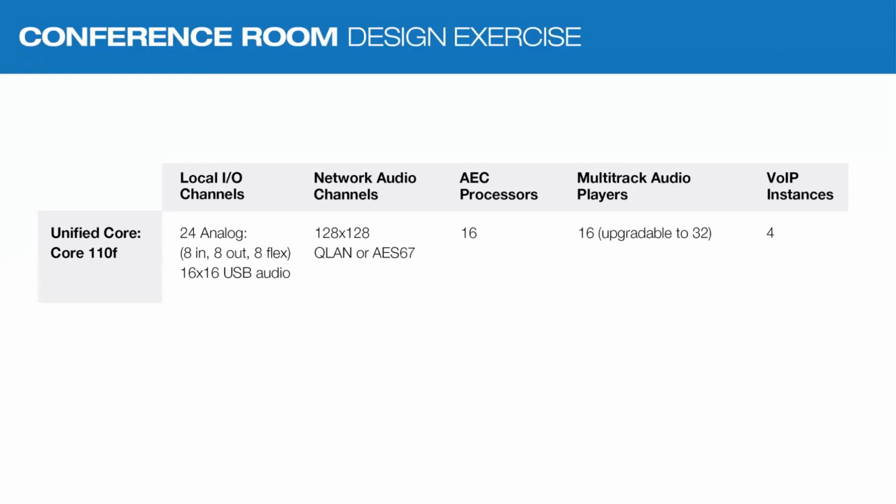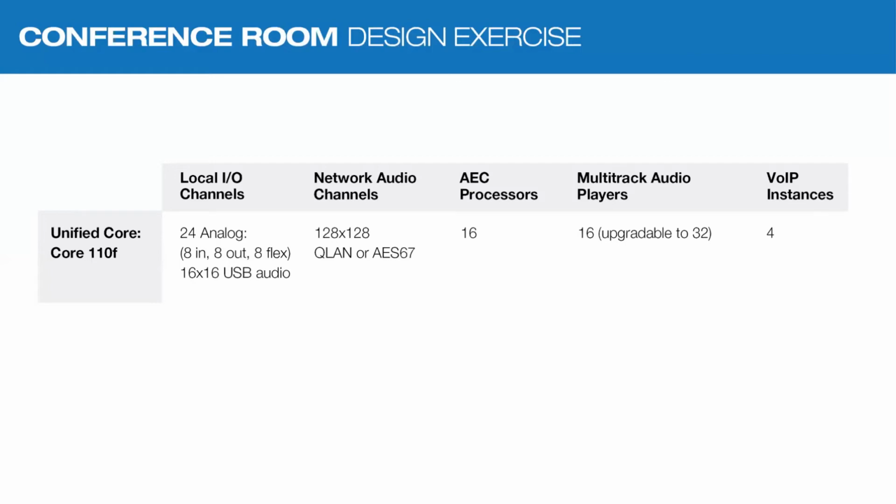We can see there's lots of analog inputs and outputs, a huge amount of network audio. There's 16 audio players built into the Core 110F, so you can do multiple tracks, background music. You can load 4 softphones. And the Core 110F has only got 16 AEC channels. So in a conferencing system, this is probably the first limitation that we'll run into.